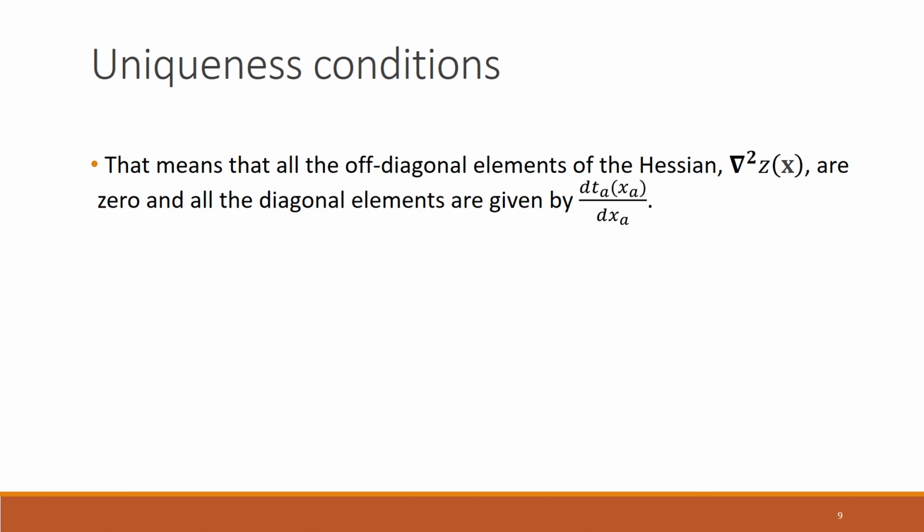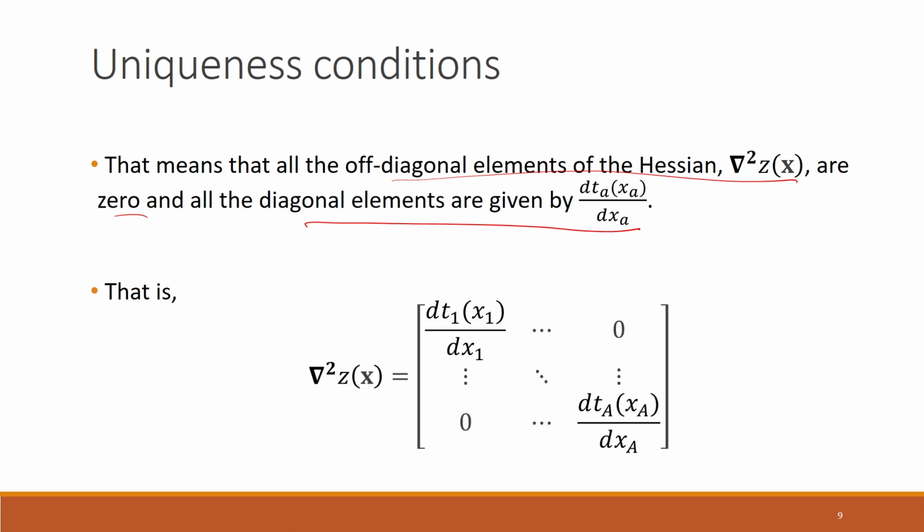So now we are ready to determine this Hessian matrix, because we have determined what the second order derivatives look like. This now means that all the off diagonal elements of the Hessian matrix are 0, and all the diagonal elements are given by this. That is, the Hessian matrix is given like this. Why? Because we have zeros at all the off diagonal places, and we have these terms, the slopes, at the diagonal places.